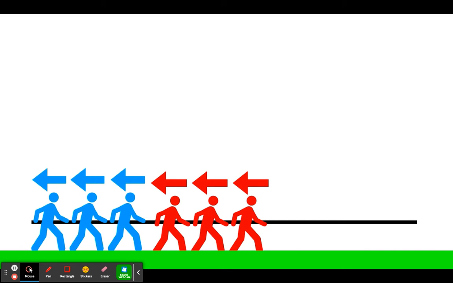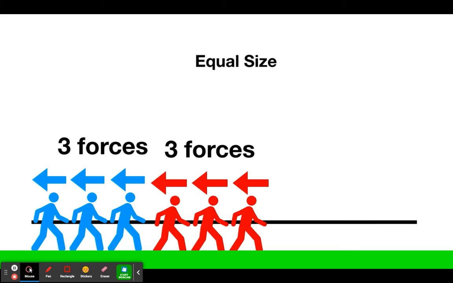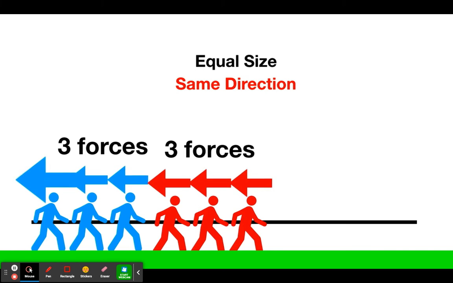Now this one looks a little weird. The teams are pulling with equal force, their forces are equal in size. The blue team has 3 forces, the red team has 3 forces. It doesn't look like a normal tug of war contest. How would you describe the direction that these two teams are pulling in? You would say that both teams are pulling in the same direction. They're all pulling to the left.